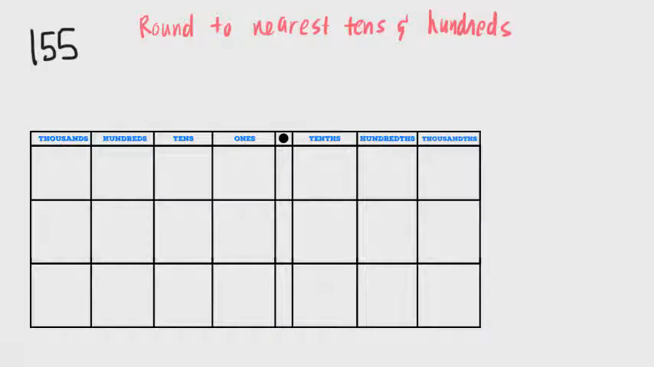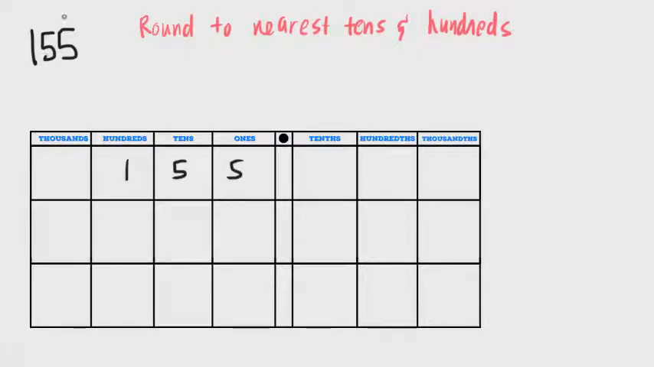So first one, rounding to the nearest tens. We want to decompose the number. We want to break it down. The first way that we can break it down is to its unit form. In that case, 1 hundred, or 5 tens and 5 ones. So we can just write that in here and break it down that way.